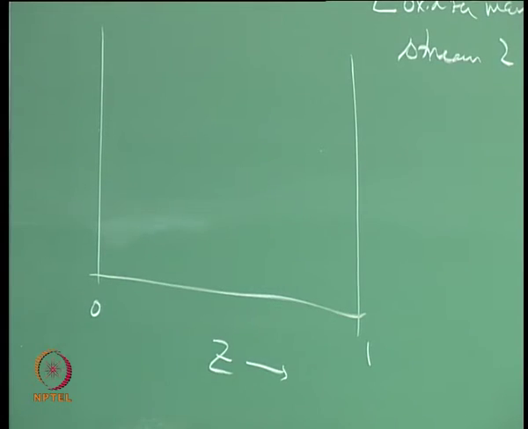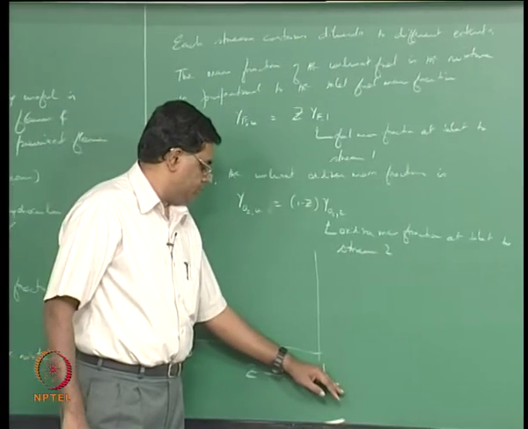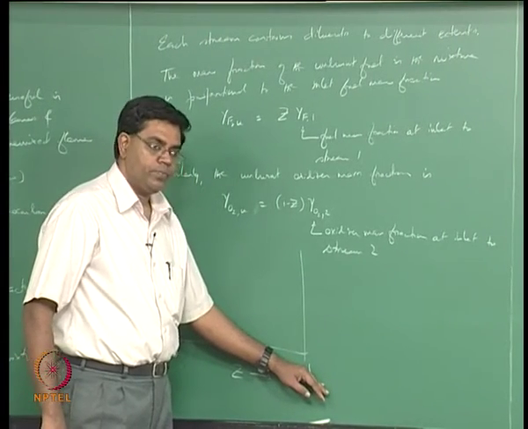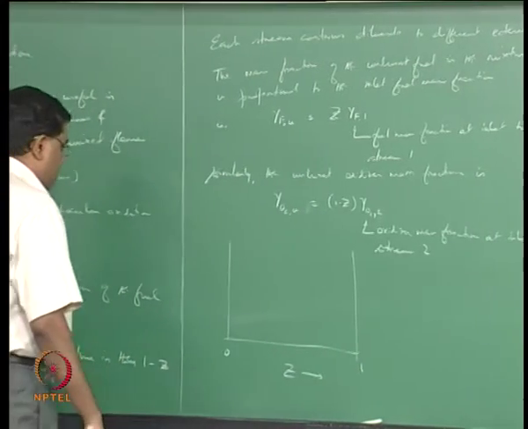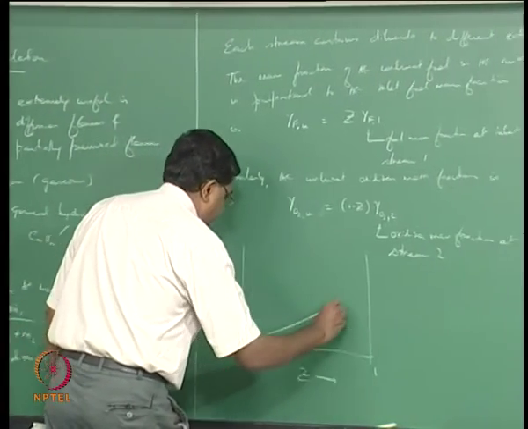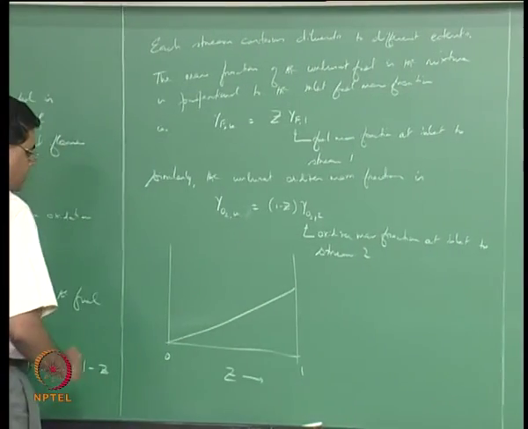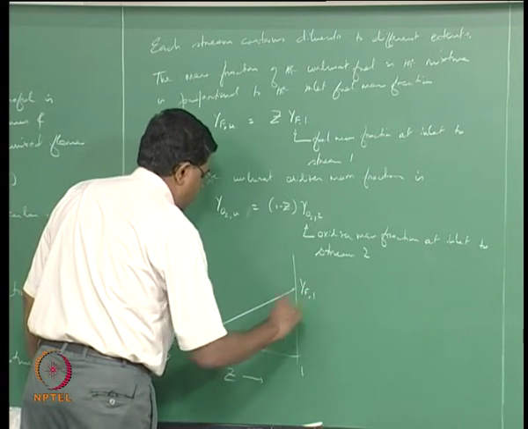So if your mixture fraction is going all the way from 0 to 1, 0 would correspond to no fuel and 1 would correspond to all fuel, all right, no oxidizer. And therefore, as Z keeps on increasing, you have a straight line that keeps on increasing from 0 all the way to YF1.